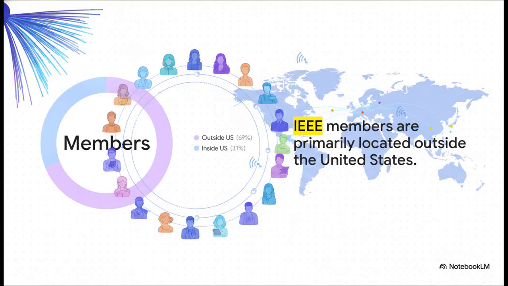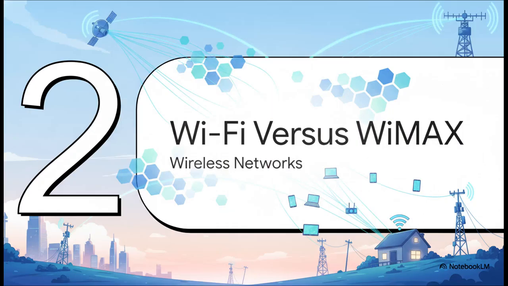And what's truly fascinating here is the sheer scale of this group. Out of their 533,000 members, spread across 190 different countries, over 69% are actually located outside the United States. It's proof that the standards making our internet tick aren't just dictated by one single nation. It's a truly global collaboration, a universal language agreed upon by the brightest technical minds on the planet. All right, moving on to Section 2.